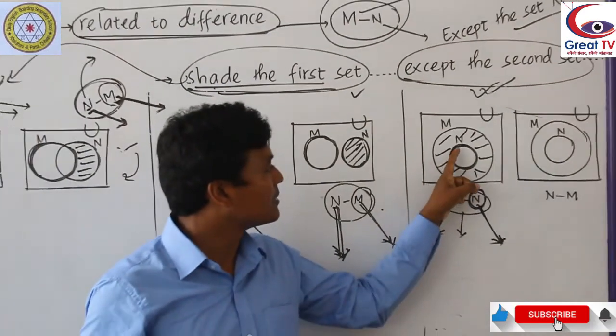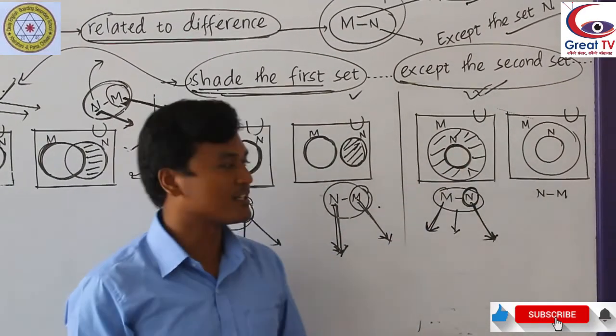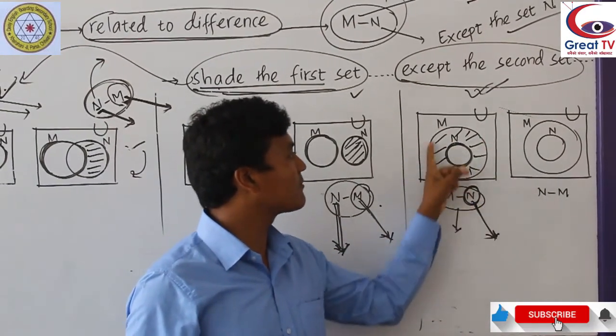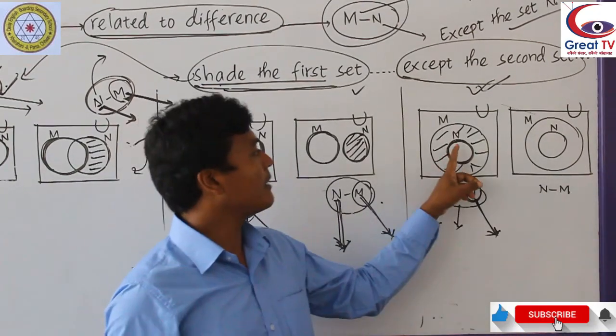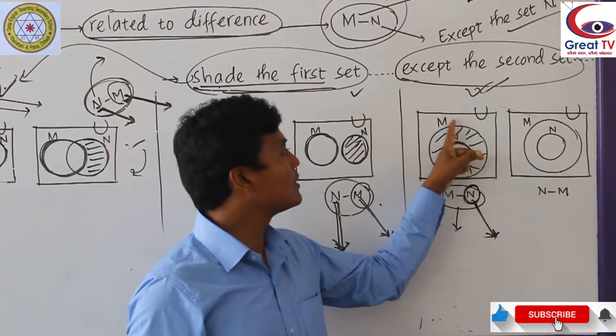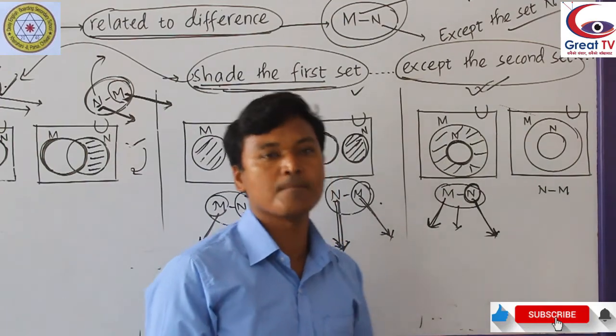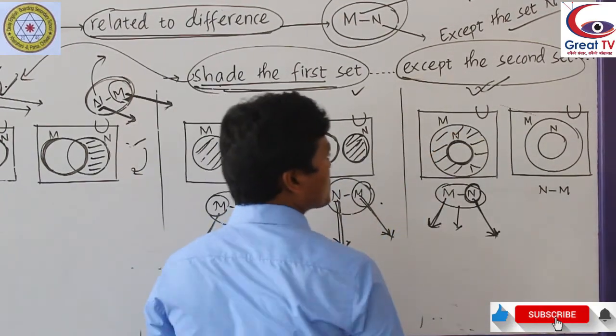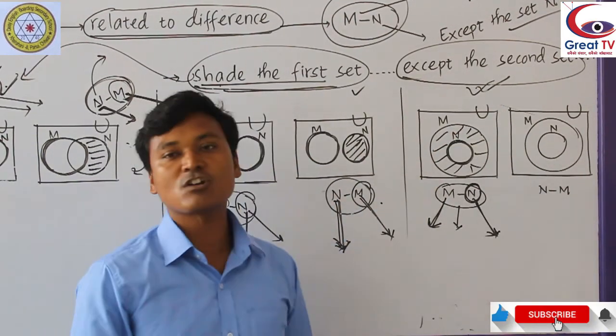Now you can really see we have not shaded the inner set. We have shaded the remaining part of the outer set only. Except the inner set, we shaded the remaining part only. So this shaded region gives the set difference in this type of Venn diagram.